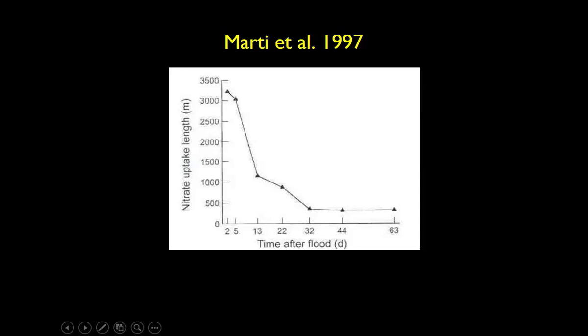Now, as we go more and more and more time after the flood, all of a sudden, 30 days after the flood, that nitrate's getting taken up within 500 meters. So it's only traveling a sixth as far as it did right after the flood. What might be going on there? Any thoughts?